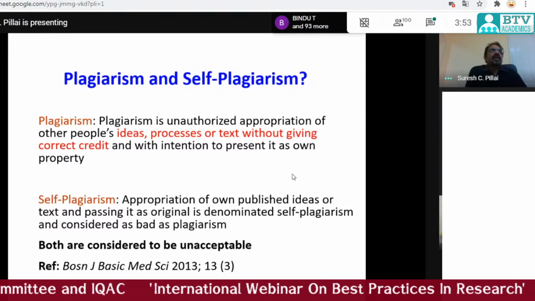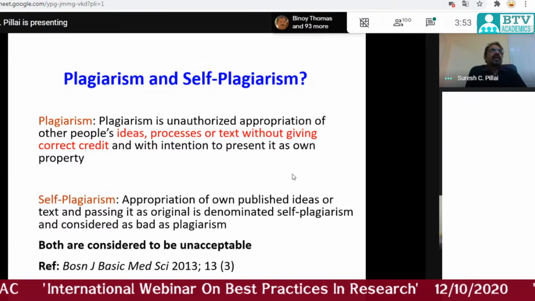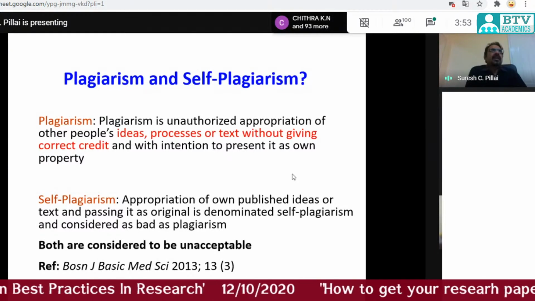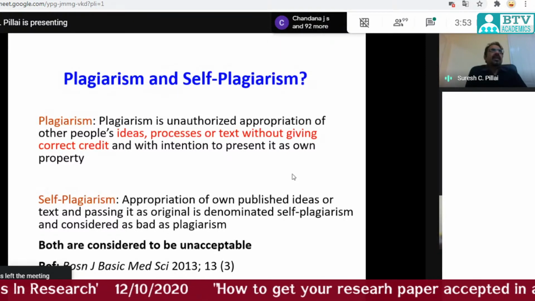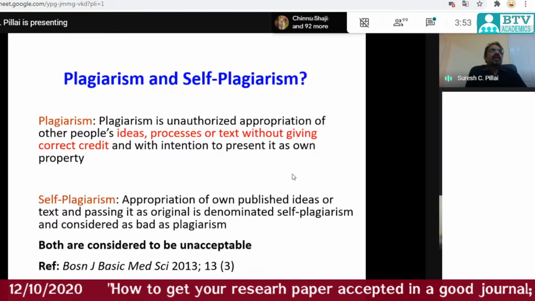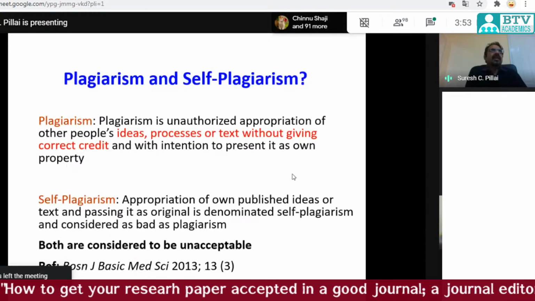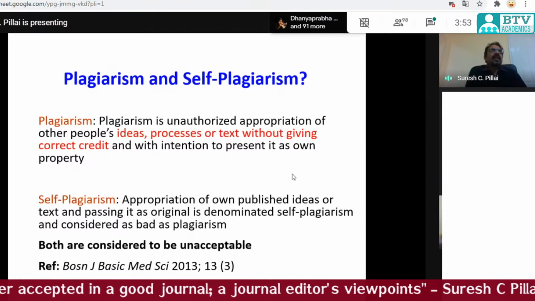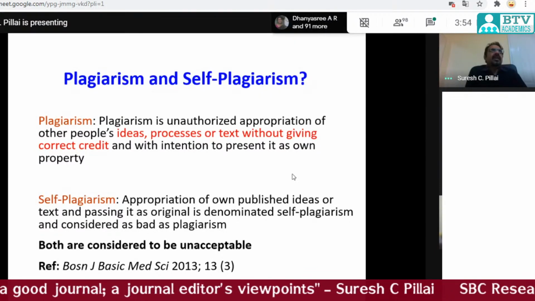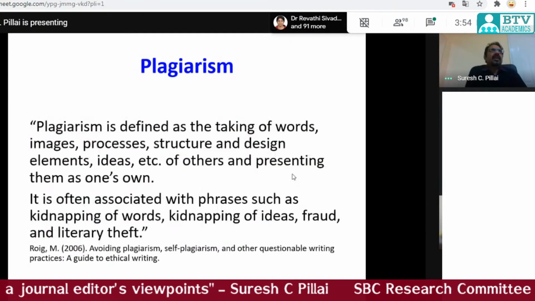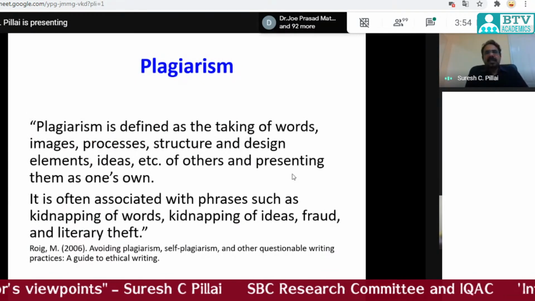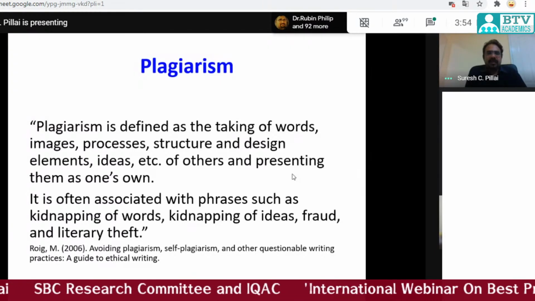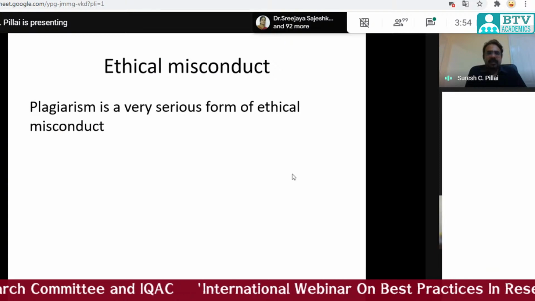Self-plagiarism means appropriation of your own ideas or text and passing it as original work. So you have written a paper, and rather than rewriting it, you are copying the procedure from the previous paper to the next paper. That is also self-plagiarism. Or you are copying your introduction part, even though the work is different. You're copying the full introduction part for the next paper without changing it. That is also a part of self-plagiarism. It is literary theft. It is taking words, images, processes, structure, design, ideas of others and presenting it as your own. And it is a very serious ethical misconduct.